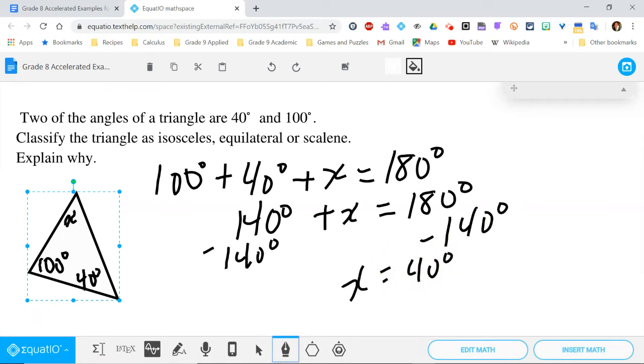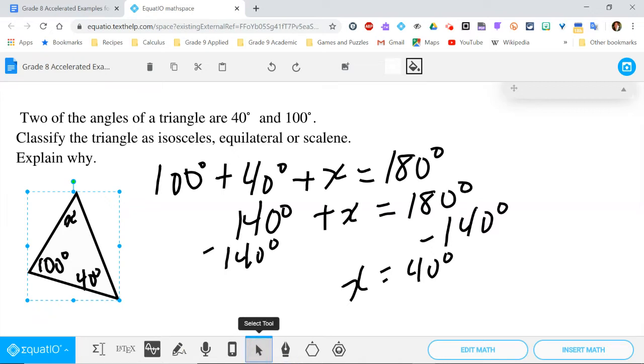And then I'm like, okay, that makes sense. So I have 40 degrees. So that means the angles in my triangle, I have 40, 40, and 100. Two of them are the same, so that must mean the triangle is isosceles. But I don't think I have enough room to write that.